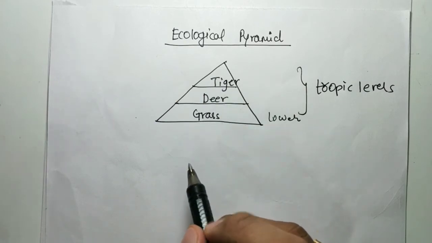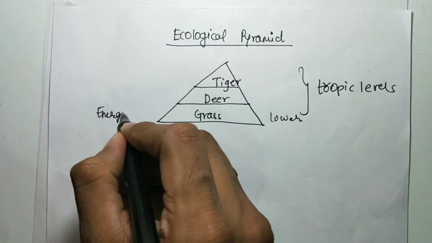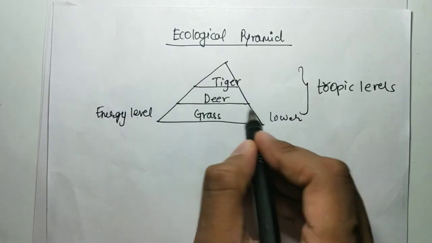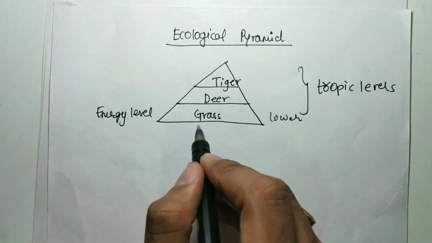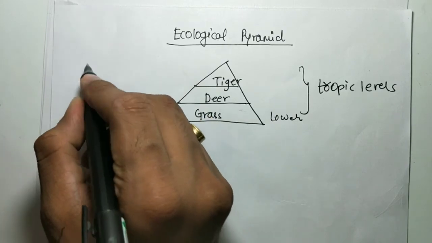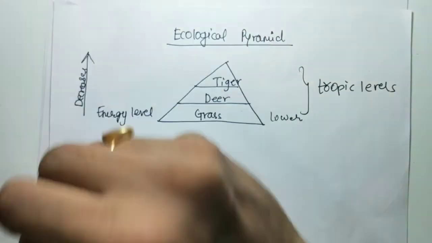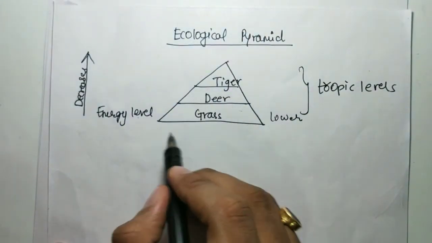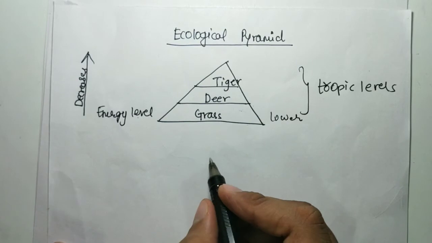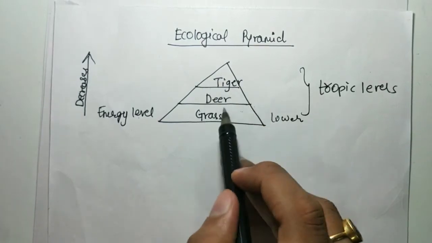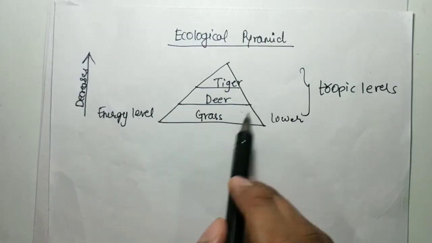Even in terms of energy, the energy levels are high in lower levels. As you go up, the energy level decreases, because grass has the highest amount of energy, then a little energy gets transferred to deer, and even less energy goes to tigers. Tigers may be more powerful than deer, but the transfer of energy is less. This is how a pyramid works.